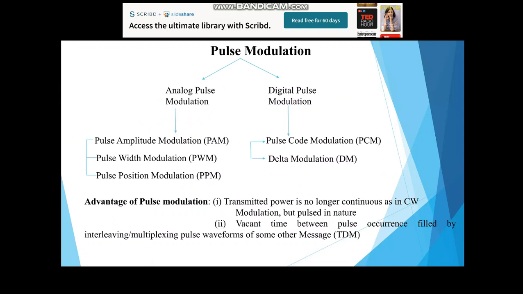Advantage of pulse modulation: transmitted power is no longer continuous as in CW modulation but pulsed in nature. The vacant time between pulse occurrences is filled by interleaving pulse waveforms of some other message, which is multiplexing (TDM).